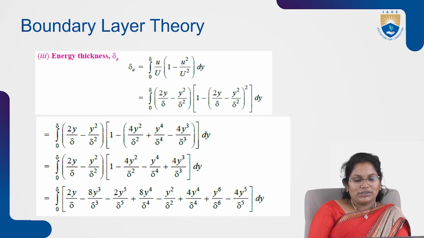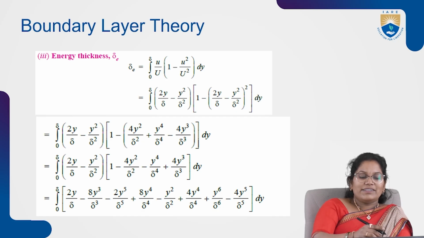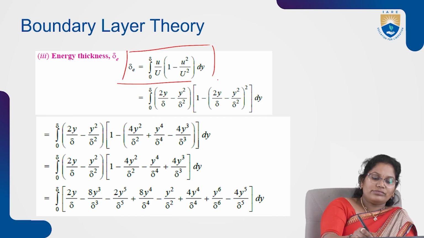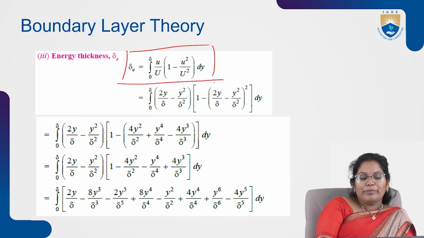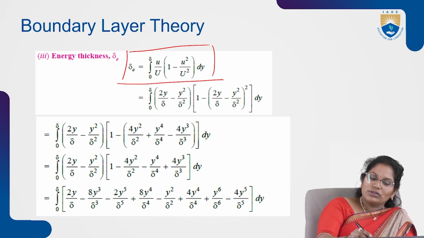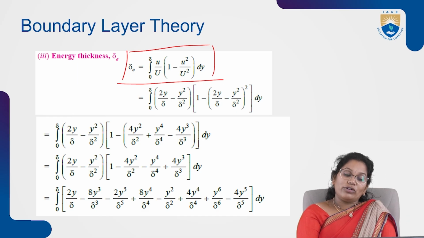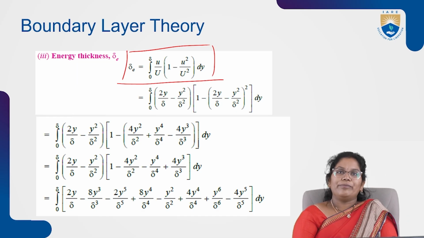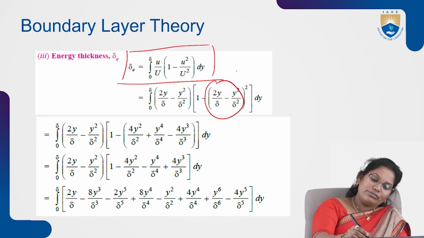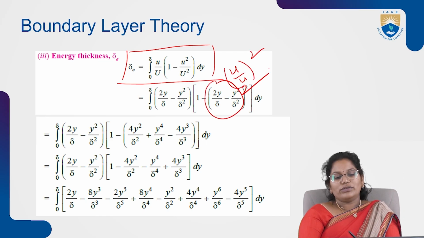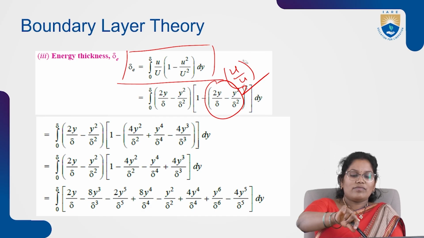Now energy thickness. This is the energy thickness equation. Right? In place of U by capital U, again we are substituting here 2y by delta minus y square by delta square into 1 minus again 2y by delta minus y square by delta square, to the power square, into dy. This is the complete U by U whole square. That's why we have written here whole square.